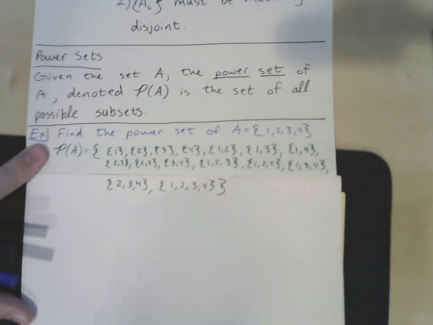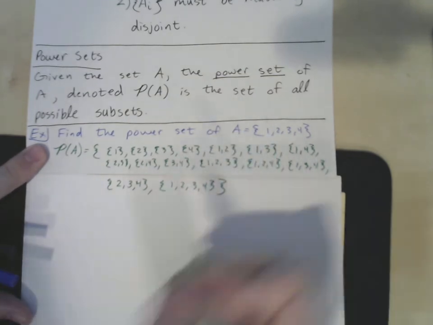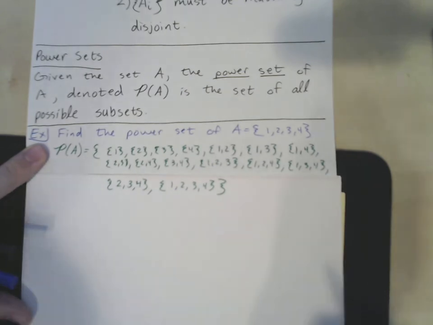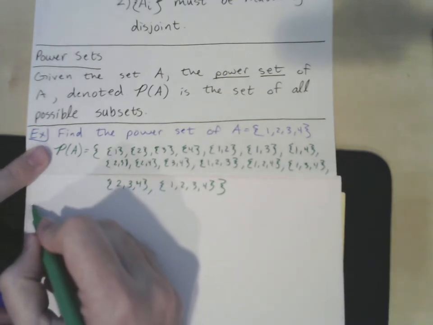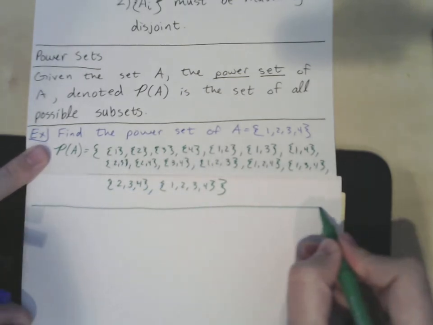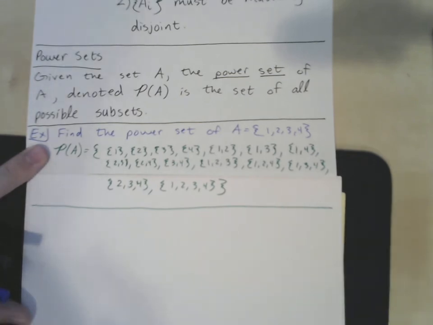So you have to get every single one all together. It's a pain, and you can see this was just for 4. Imagine you had 5 or 6 elements in your set. Power sets become very hard to write out by hand.